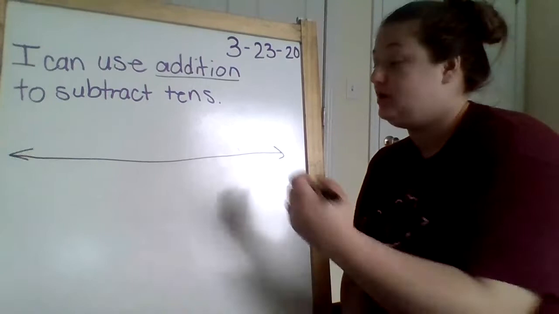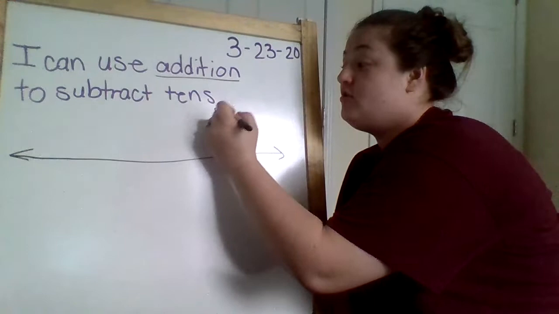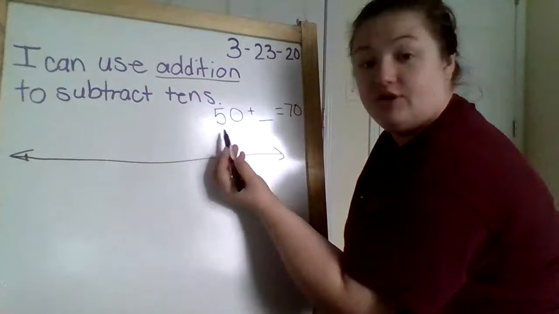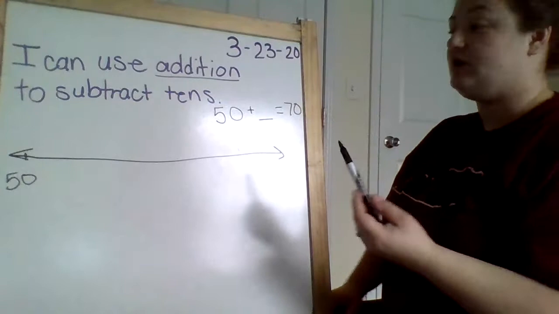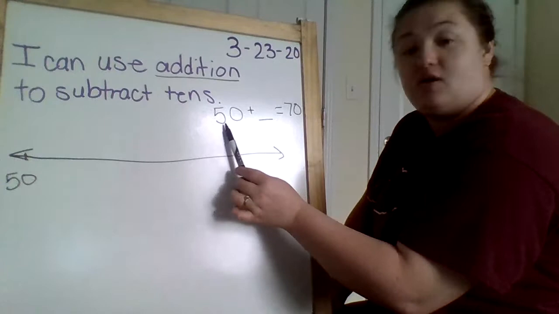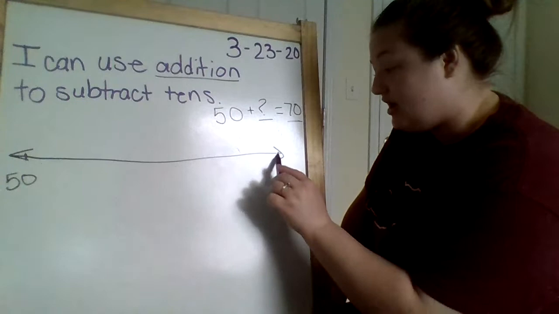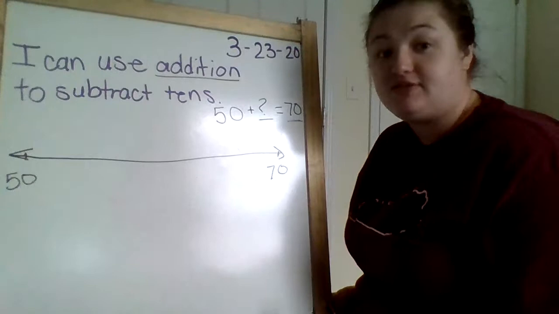When we are adding, we're going to work just how we would if we were using a regular number line. So we're going to start with what we know. I know the number 50, so I'm going to start with 50. Now, here's where it's different. I know one of my add-ins, which is 50, but this other one, I don't know what it is. But I do know that I have to end up at 70. So on the other side of my number line, I can put 70. And now starting at 50, I'm going to jump by tens until I reach 70.